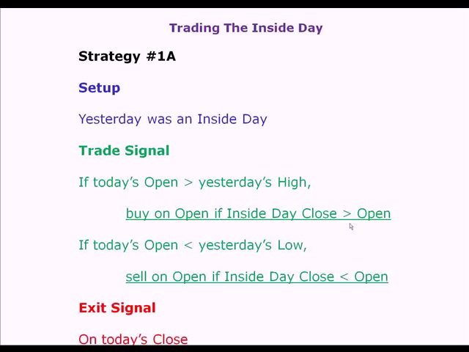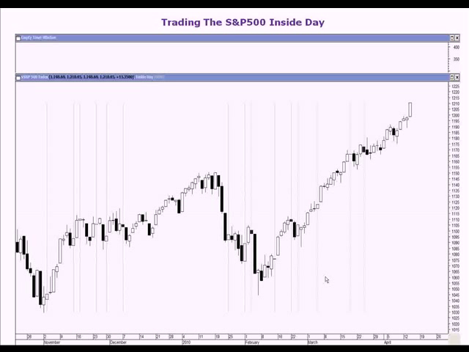So really what we're looking for here is that we're only going to take the trade if it's in the direction of the inside day. Hopefully we're going to get a little bit more momentum if we buy on a gap up where the day before has also been an up day. Conversely, we'll only take a short, with today's open beneath yesterday's low, if yesterday's close was less than the open, i.e. it's a down day.